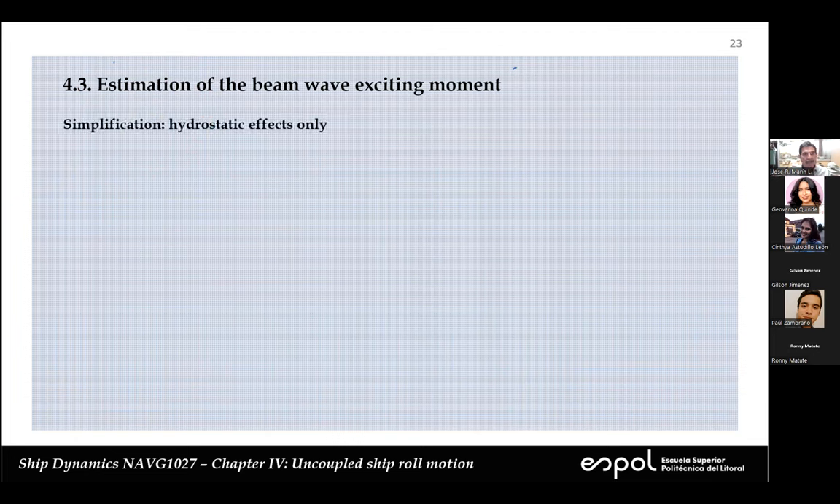Simplification: we're going to be including only hydrostatic effects. That means that if you have the wave acting, we are going to say, okay, in this area we're going to have an extra buoyancy in this position, and that generates a moment. That's the idea. We're not going to include any dynamic effects.